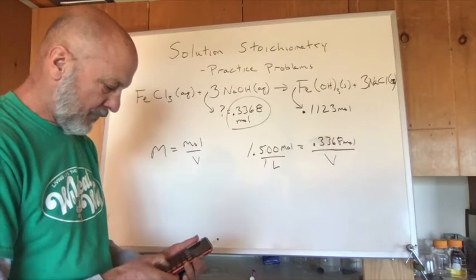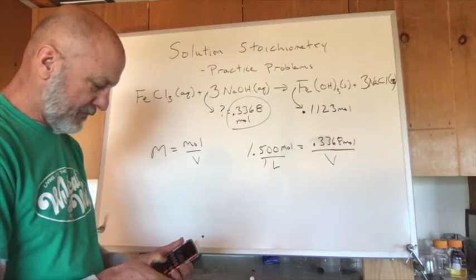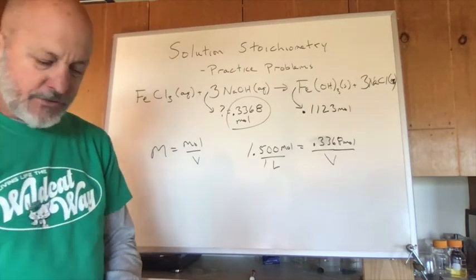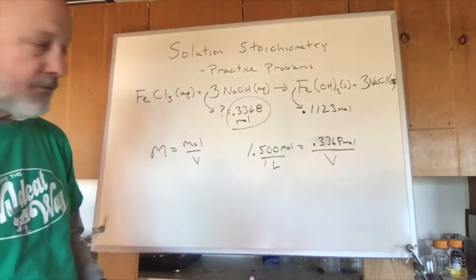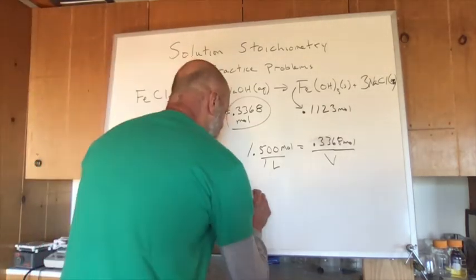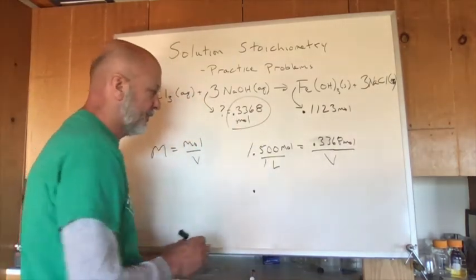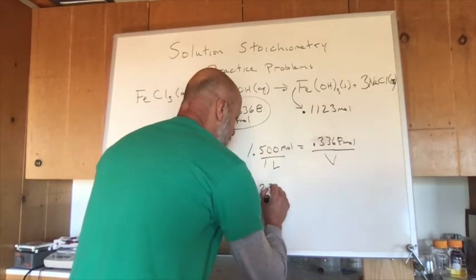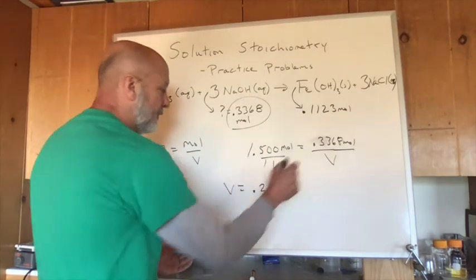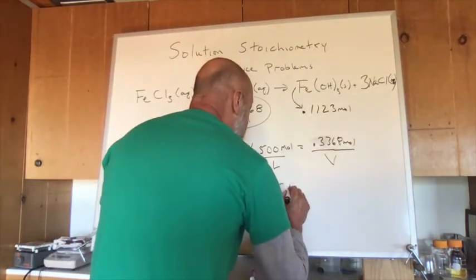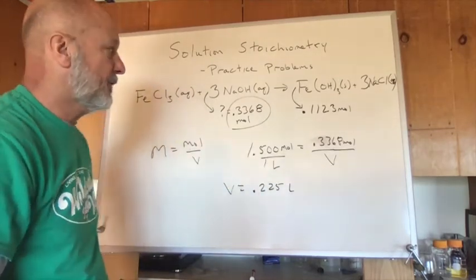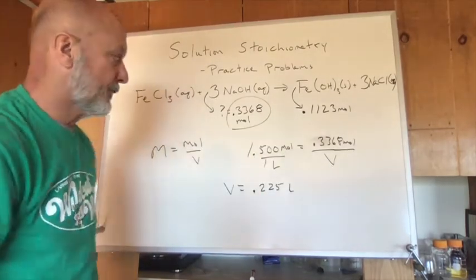So I get 0.3368 divided by 1.5 equals. So I get 0.225, I'm going to round a little, because my original number only had that many significant figures. So the volume I get when you cross multiply, solve for V, is 0.225 liters. We are in liters because molarity is in liters, right? And so in my molarity equation, the volume is always going to be in liters.